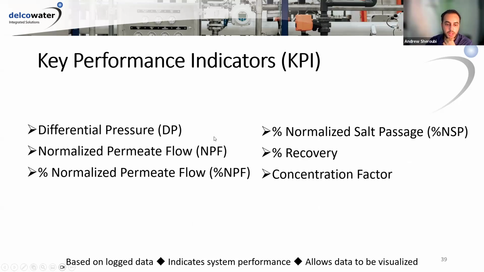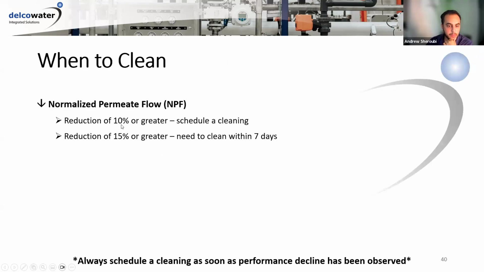And here, other than normalized permeate flow, other things that you want to keep a note of when you're looking at an RO or a nanofiltration system are differential pressure and other normalized factors as well. I need to be mindful of time.